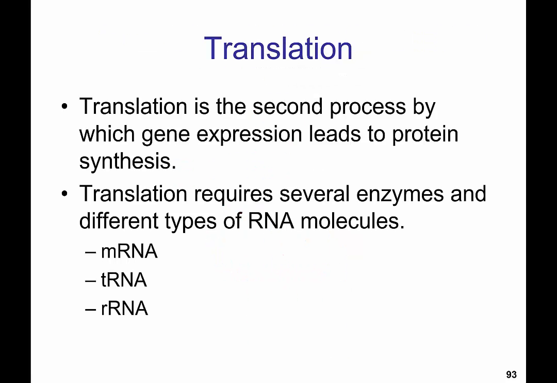After transcription, we move to translation. Translation is the second process by which gene expression leads to protein synthesis. All of this is looking at how do you read a section of DNA and get that final product of a new protein. So first we have DNA replication, then transcription, getting a section of messenger RNA. Now we have translation. Translation requires several enzymes and different types of RNA molecules. We have mRNA, which is messenger RNA, tRNA, which is transfer RNA, and rRNA, which is ribosomal RNA.